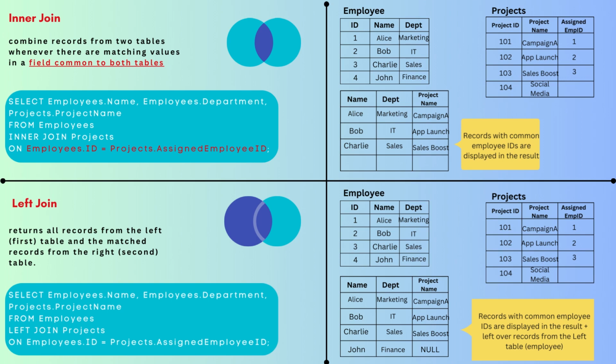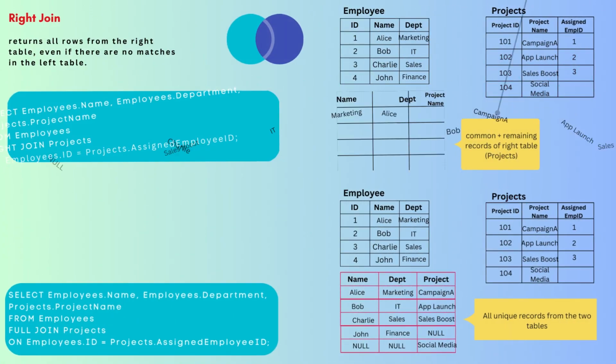If you see the results, it will show all the four records which were there in the employees table: Alice, Bob, Charlie, John. In case of John, the employee ID was not there in the projects table. The value of the project name will remain null because there was no project assigned to John.